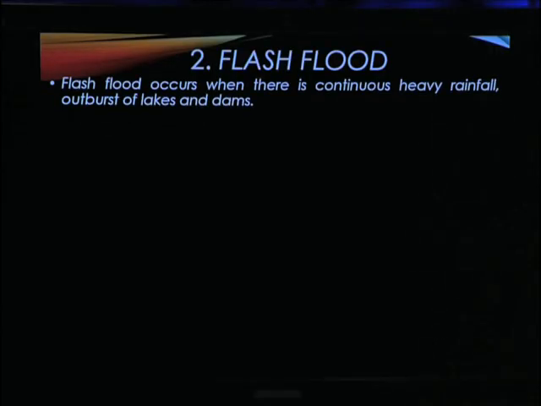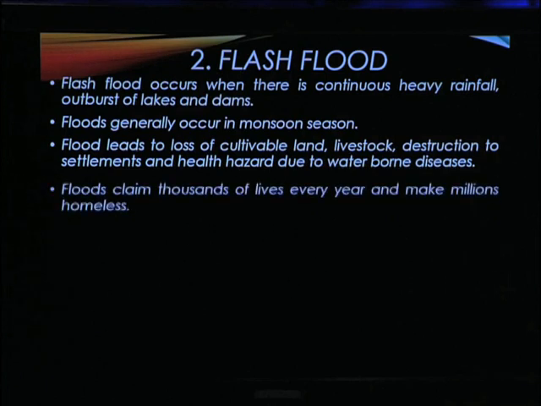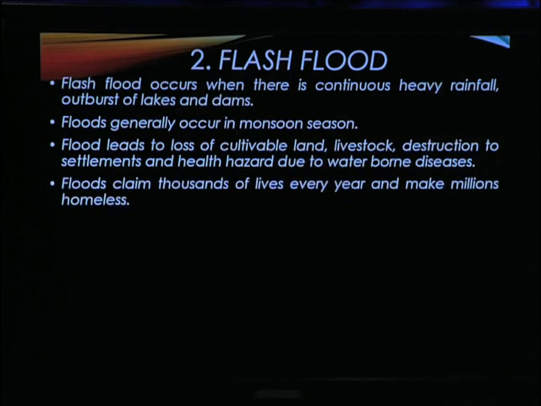The next disaster is flash flood. Flash flood is also a natural disaster. So flash flood occurs when there is continuous heavy rainfall, outbursts of lakes and dams. Floods generally occur in monsoon season. So flood leads to loss of cultivable land, livestock, destruction to settlements, and health hazards due to waterborne diseases. Floods claim thousands of lives every year and make millions homeless.